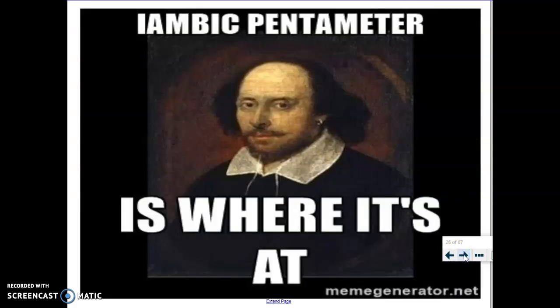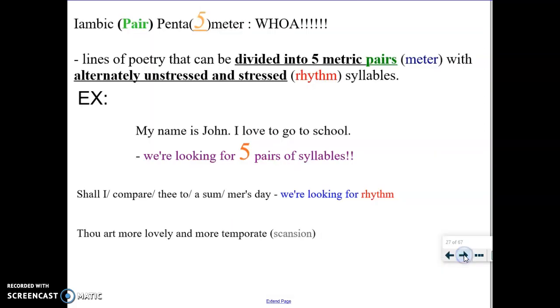Okay. And again, Shakespeare loved to use iambic pentameter in many of his sonnets and also in his plays. Okay, so let's review. Iambic means pair, which is 2. Penta means 5. The meter means the syllable pattern. So 2 times 5 equals 10. Iambic pentameter just means lines of poetry that can be divided into 5 pairs.